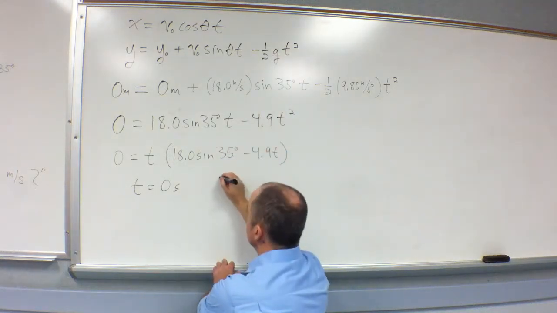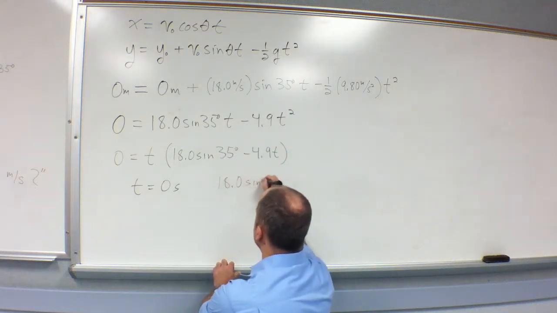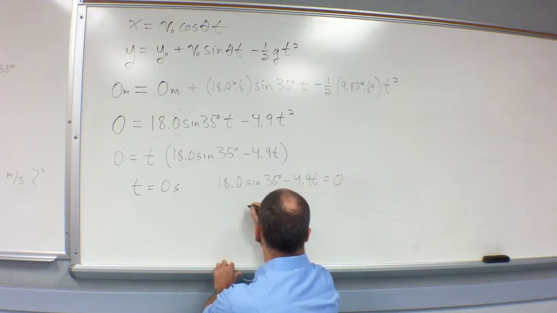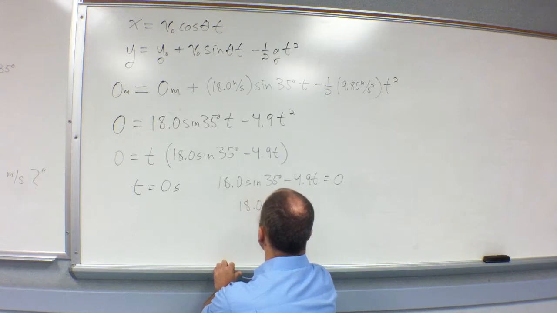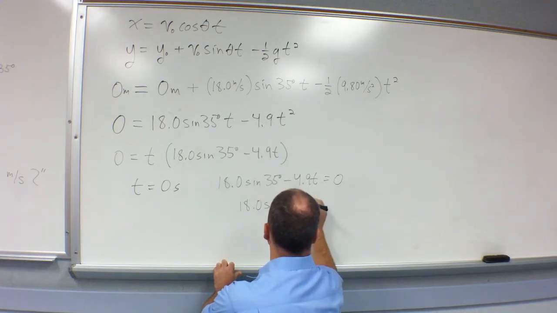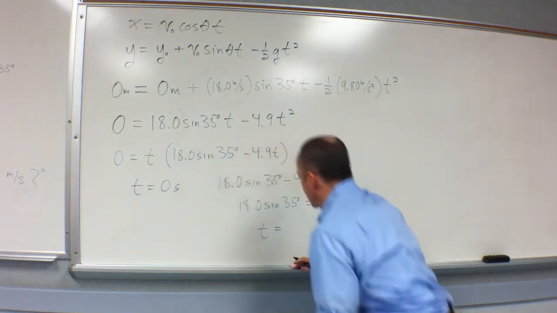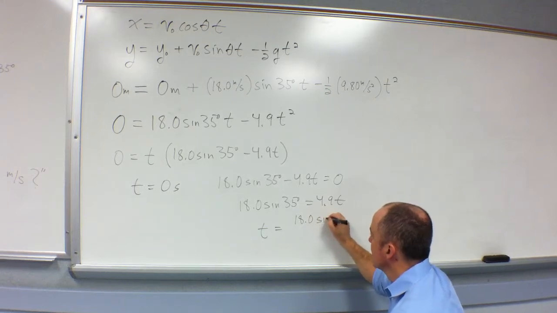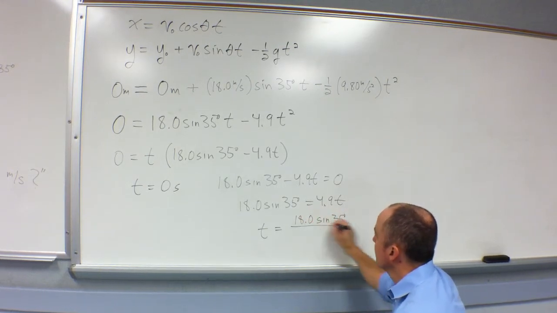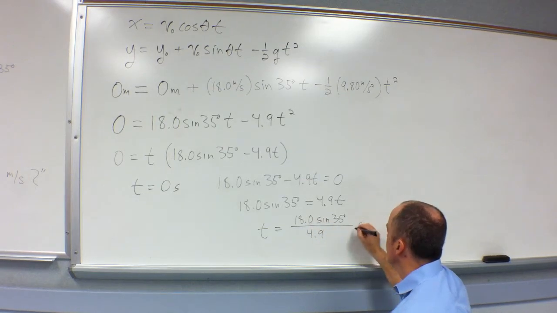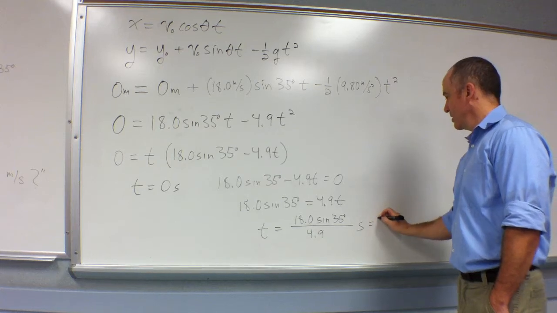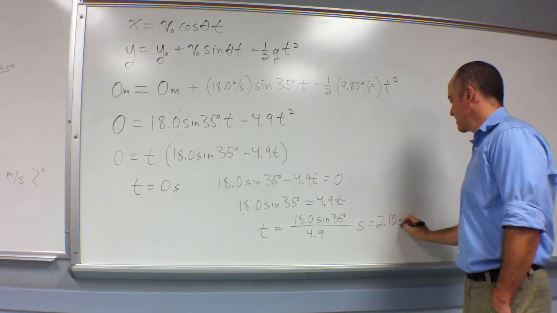So the other equation this gives me is 18.0 sine 35 degrees minus 4.9t equals 0, or 18.0 sine 35 degrees equals 4.9t, or time equals 18.0 sine 35 degrees over 4.9, and that will turn out to be in seconds. 2.10. 2.10 seconds, I'm trusting you on that.